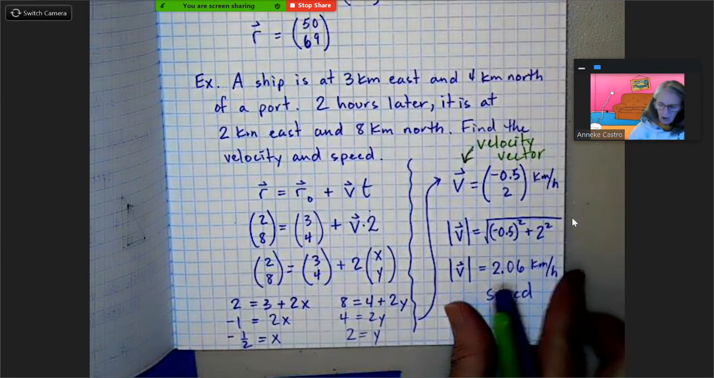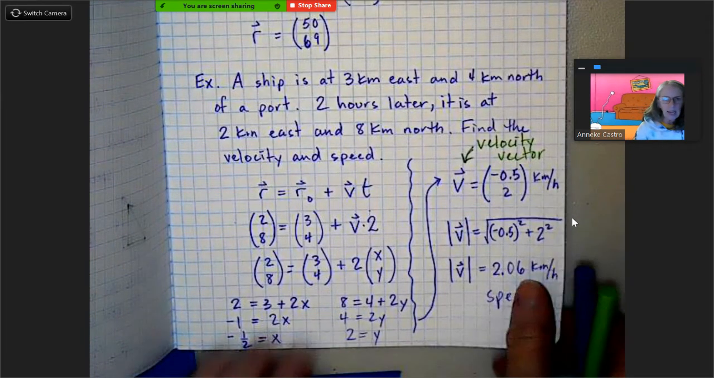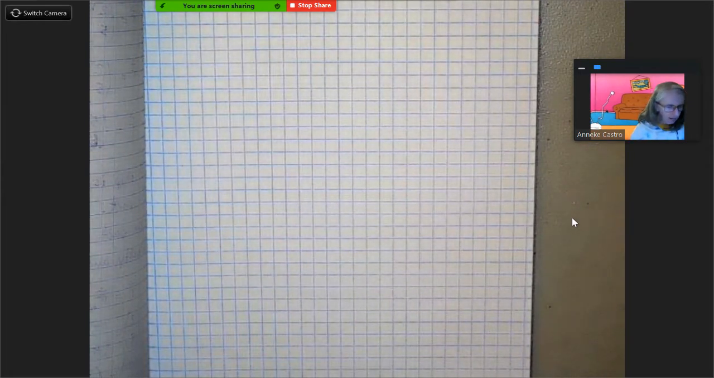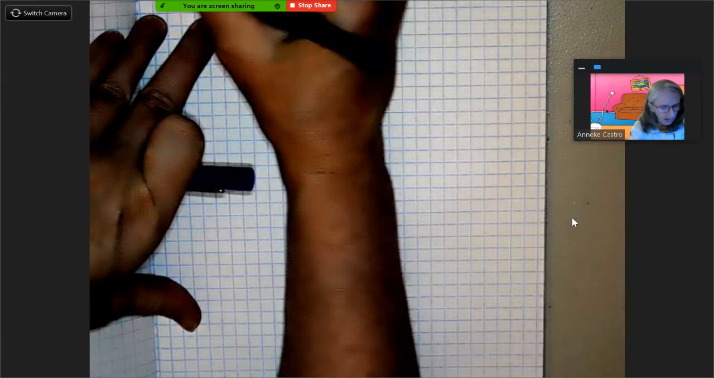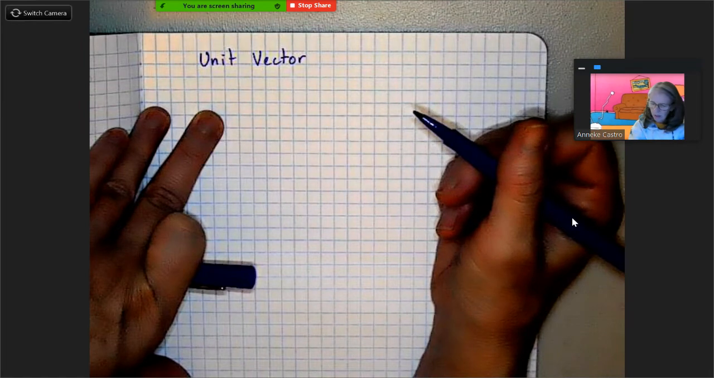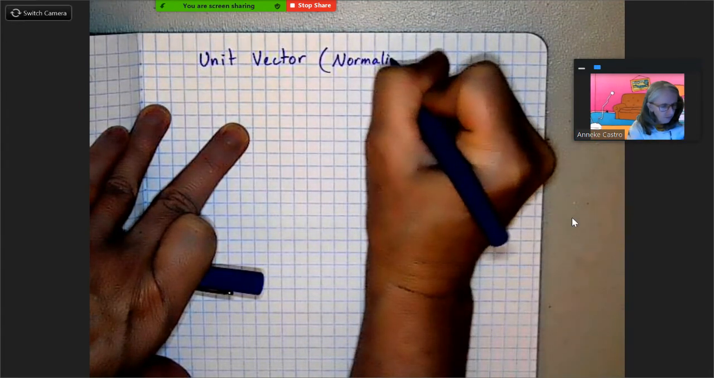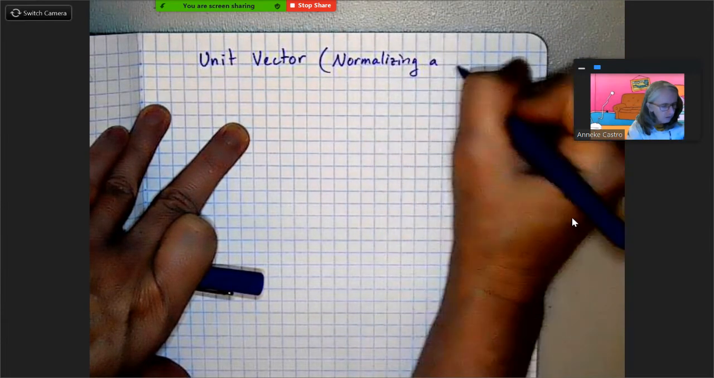Okay, so we've talked about base components and unit components, i, j, and k, right? Those are unit vectors. They're just 1 unit long in the x, y, and z direction. Well, what if I want to have a vector that's 1 unit long that's not in the x, y, or z direction? We call that a unit vector. Sometimes you want to just get a little tiny vector. We also call this normalizing a vector.